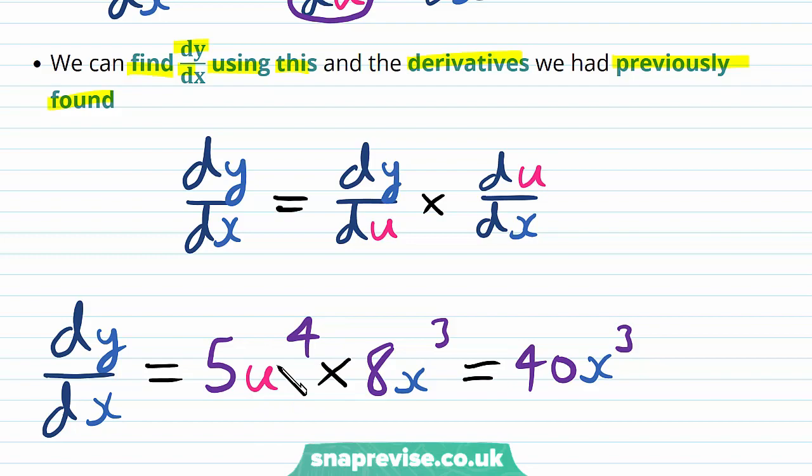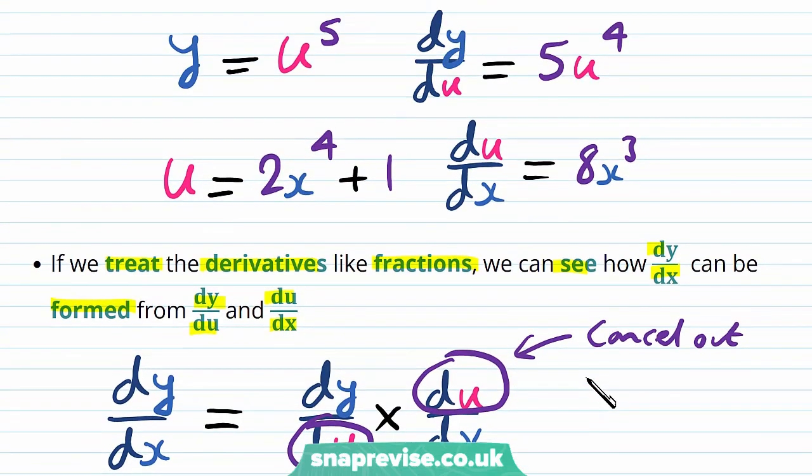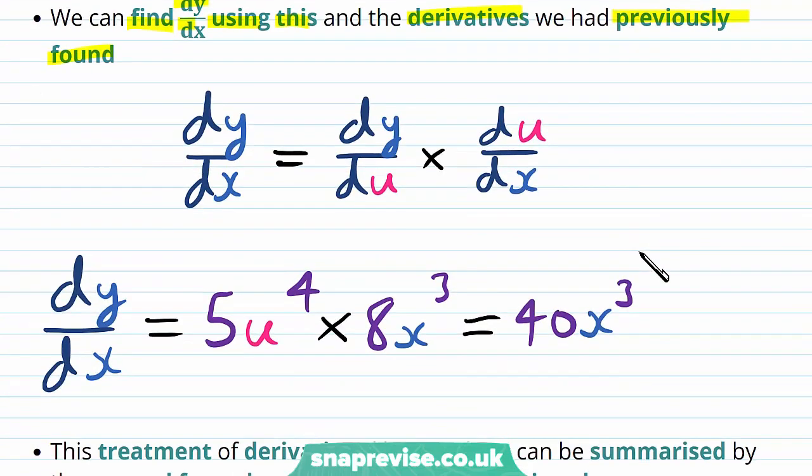Well, by resubstituting what u actually is in terms of x, u is 2x to the power of 4 plus 1. And so we get a multiplication by 2x to the power of 4 plus 1, all to the power of 4. And so this is the result for our differentiation. This rule can be used to differentiate functions of this form, i.e. composition of functions, quite nicely without having to expand or otherwise.